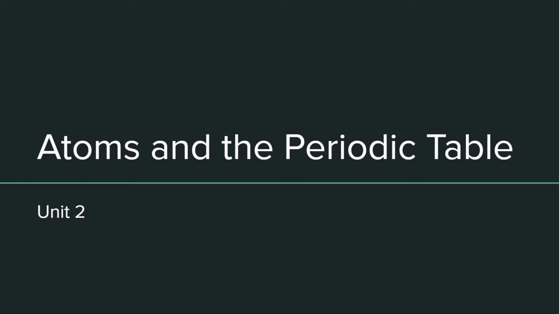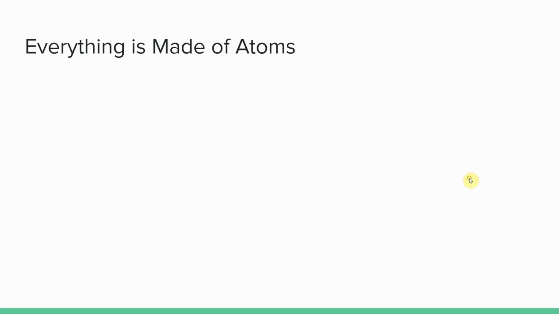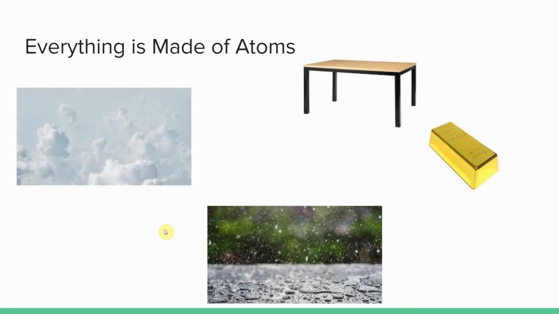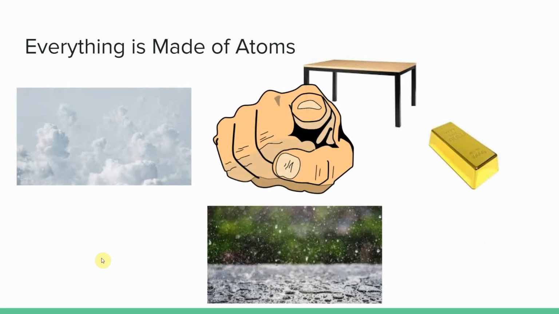In this unit, we're going to learn about atoms in the periodic table. I find that quite often people know something about the periodic table and they know something about atoms. For instance, I don't think it surprises you that everything in the world is made up of these teeny tiny little objects called atoms. Doesn't matter whether it's a table, gold bar, rain, or for that matter, air, right? All things are made up of atoms. Even you are made up of atoms.